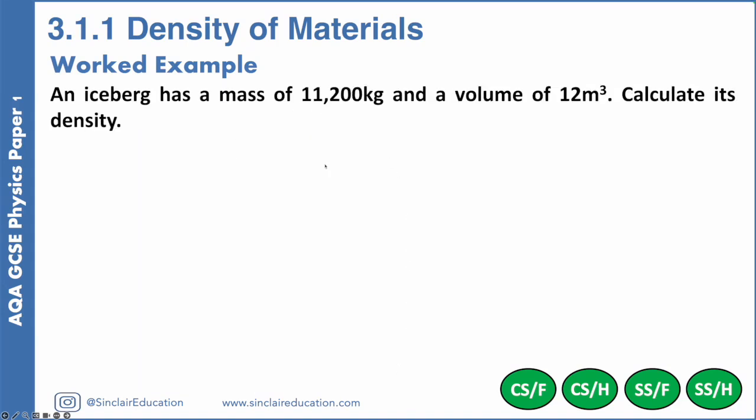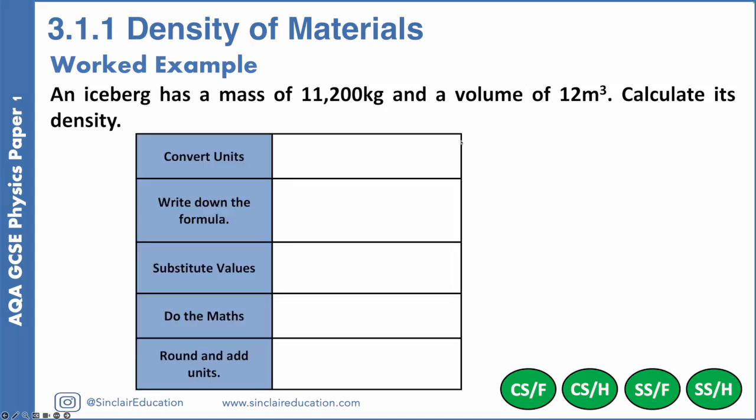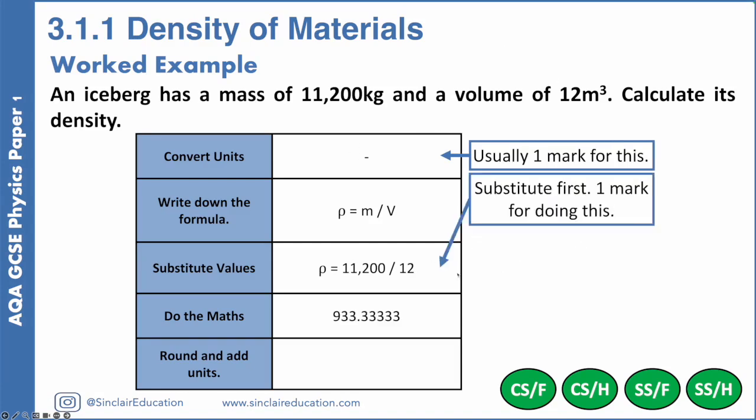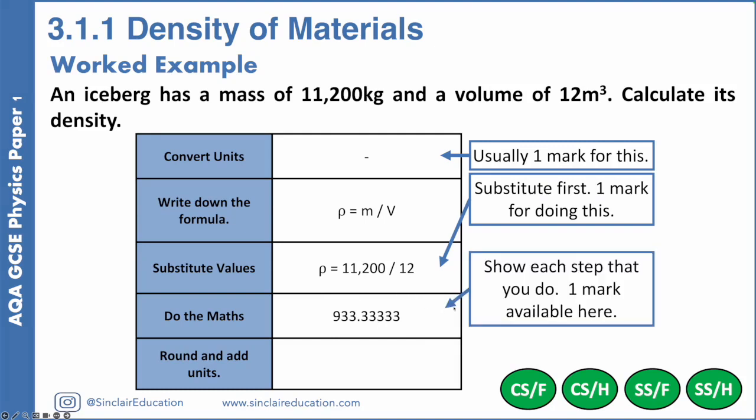In this next example, an iceberg has got a mass of 11,200 kilograms and a volume of 12 metres cubed. Calculate its density. So here we're going to keep our units as they are. We'll write down our equation and we'll substitute in. So in this case, we'll have 11,200 divided by 12, which is going to give us a density of 933.333 recurring. If there is not an instruction in your exam about how many significant figures, you could leave it at that, but I am here going to round this to the nearest whole number, or 3 significant figures.